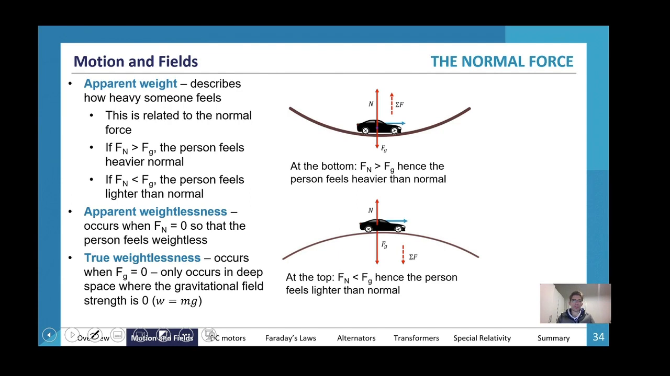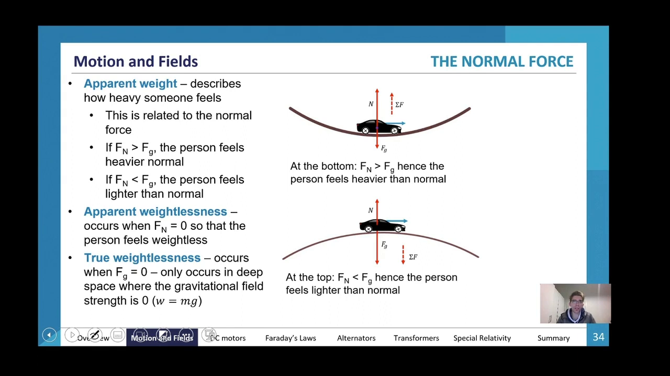The normal force is our perception of the weight force because we can't feel our weight force, but we can feel the ground pushing us up. Therefore, apparent weight describes how heavy someone feels, and this is related to the normal force. If the normal force is greater than the weight force, then the person will feel heavier than they usually feel, because usually they're standing on the ground still, and the normal force is equal to the weight force. So our perception of our own weight is actually right because the normal force is equal in magnitude to the weight force.